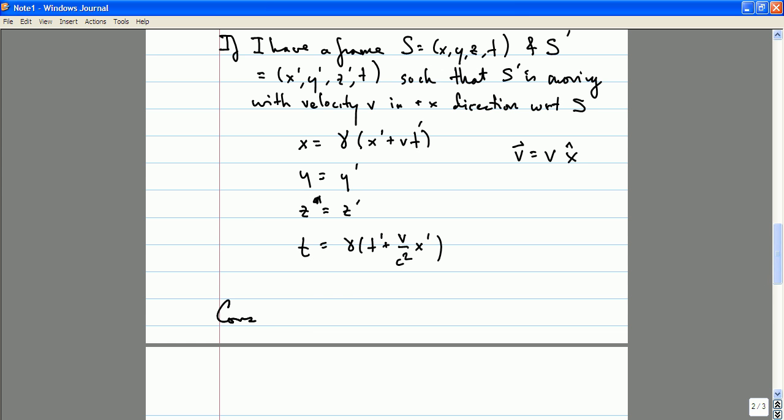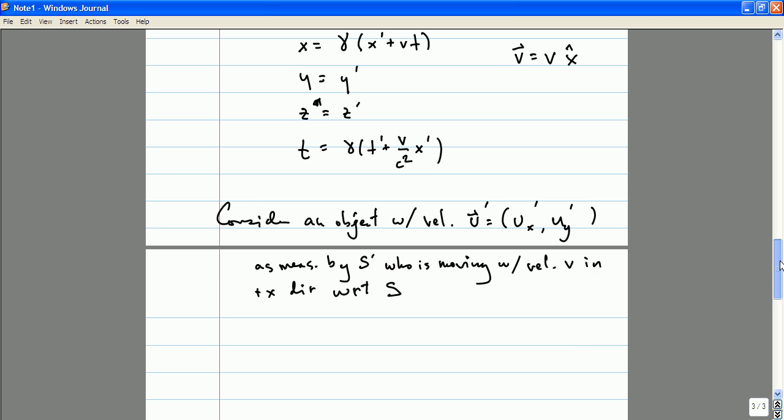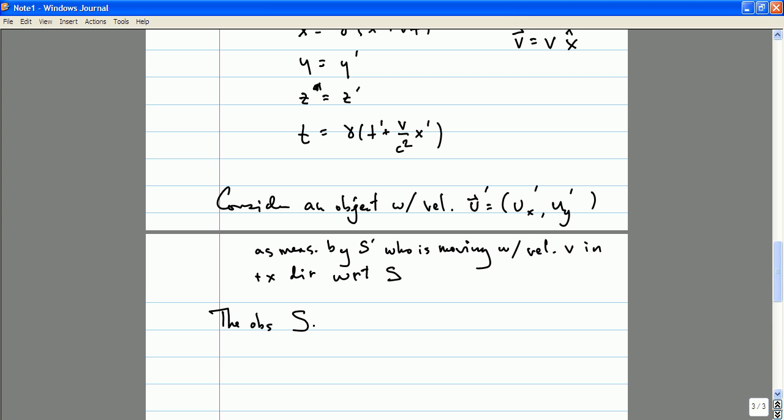So let's consider an object moving in 2 dimensions, which has a velocity, let's call it u prime, which is some general vector whose components are ux prime and uy prime, as measured by our observer S prime, who is moving with a velocity v in the plus x direction with respect to the observer S. And then the observer S will see this object moving with a velocity u, whose components are easy to calculate.